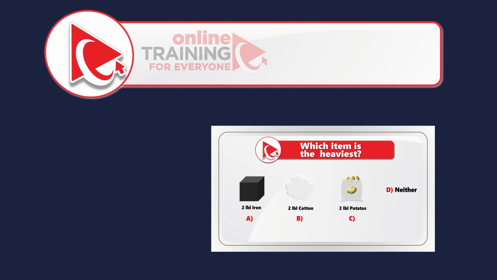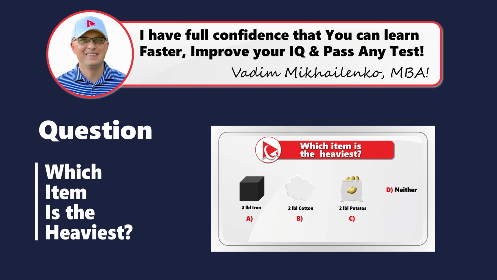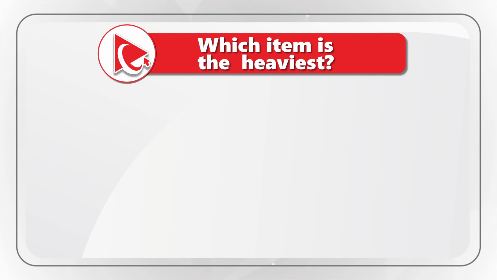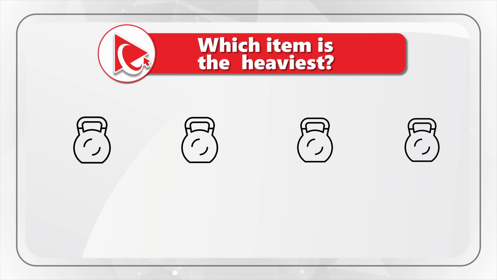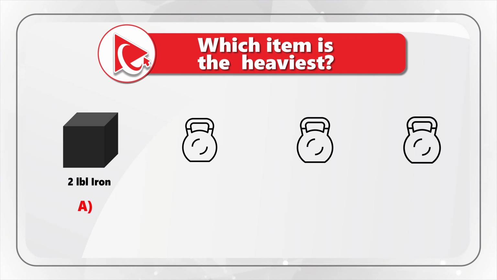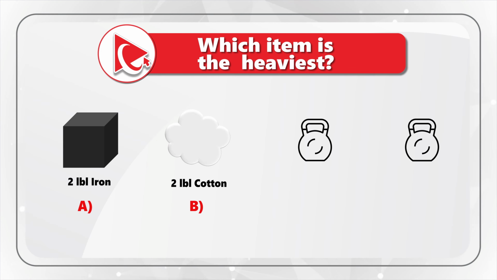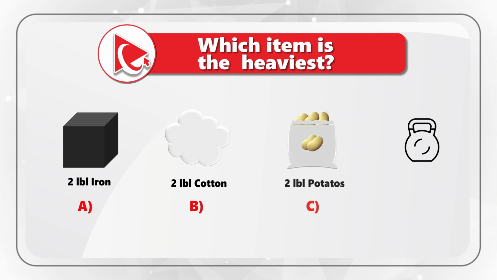Here's an absolutely brilliant and at the same time very tricky question, but I have full confidence that you'll be able to solve it. You need to determine which item is the heaviest. You're presented with 4 possible choices. Choice A, 2 pounds of iron. Choice B, 2 pounds of cotton. Choice C, 2 pounds of potatoes. And last but not least, choice D, neither one. Take a close look to see if you can come up with the answer.